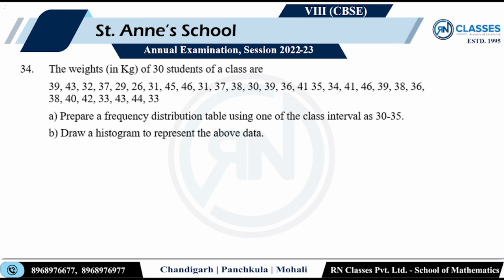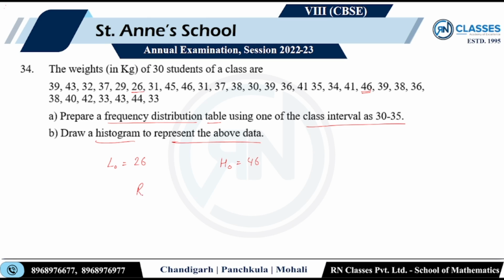Question number 34. The weights of 30 students of a class are given below. Prepare the frequency distribution table using the class intervals, one of the class intervals being this, and then draw the histogram to represent the above data. Right? For the frequency distribution table you need the lowest observation. You can see the lowest observation, that would be 26. Right? Look at this. And then you have to find the highest observation. What is the highest observation? That is 46. Here is the highest observation as well.